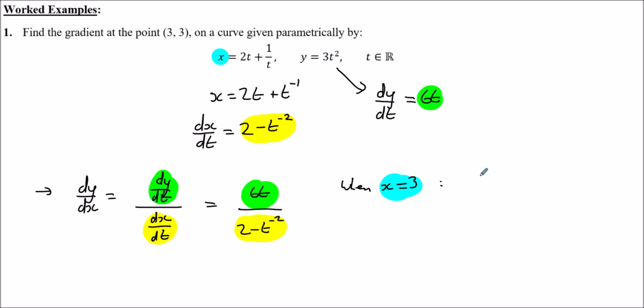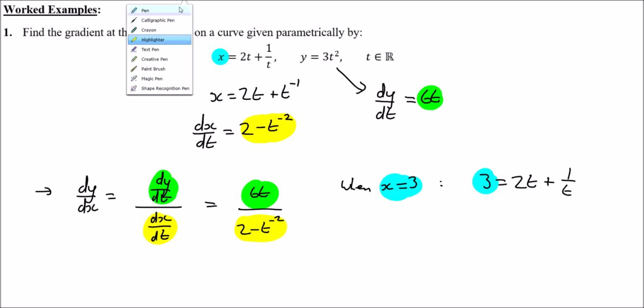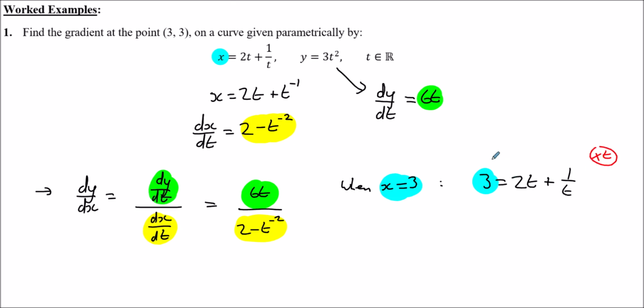So we have 3 equals 2t plus 1 over t. Just subbing in when x is 3. If we now multiply both sides of this equation by t, we next get that 3t equals 2t plus 1. Then if you take away 2t from both sides, therefore we know that t must equal 1 at this point where x is 3 and y is 3.